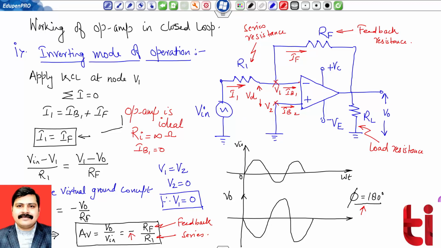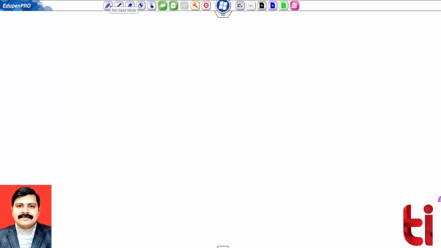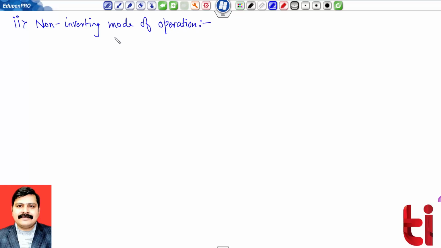Now let us discuss the second function, non-inverting mode of operation. As the name suggests, non-inverting mode means we have to apply the signal to the non-inverting terminal. Again, let us see first the circuit diagram.